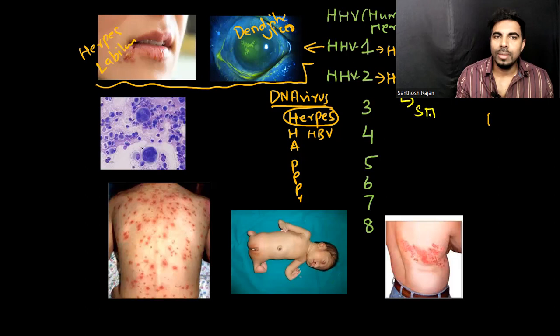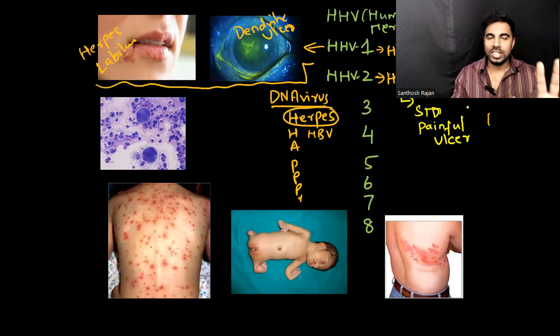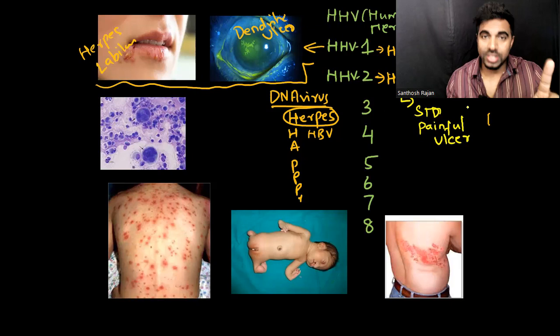Painful vesicle. It basically causes a painful ulcer or vesicle. Syphilis is a painless ulcer; we will talk about it in the bacteria section. But if a patient comes with the most common painful STD ulcer, it is herpes. HSV2 is the most common one.